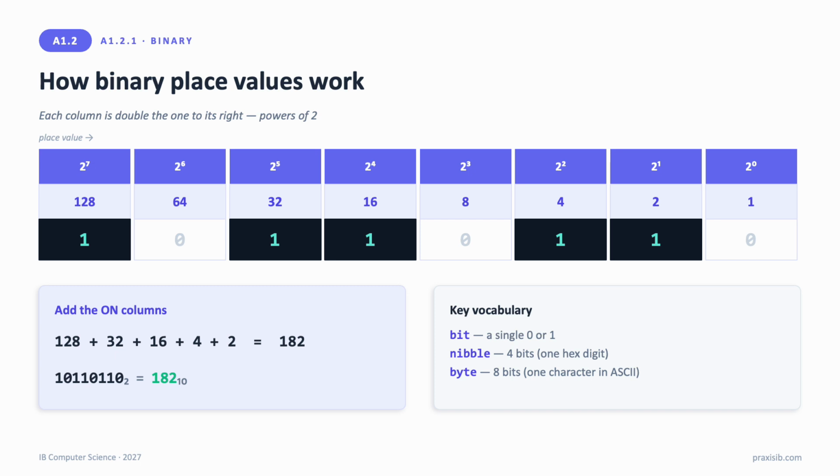By the way, 8 of these positions, called 8 bits, can hold any value from 0 up to 255. That's why the number 255 pops up everywhere in computing.